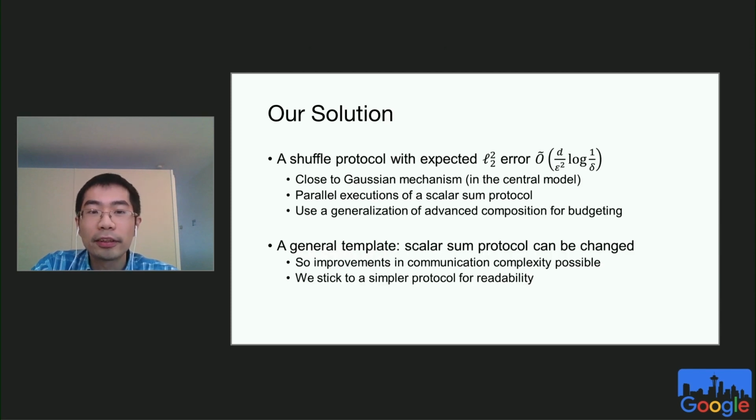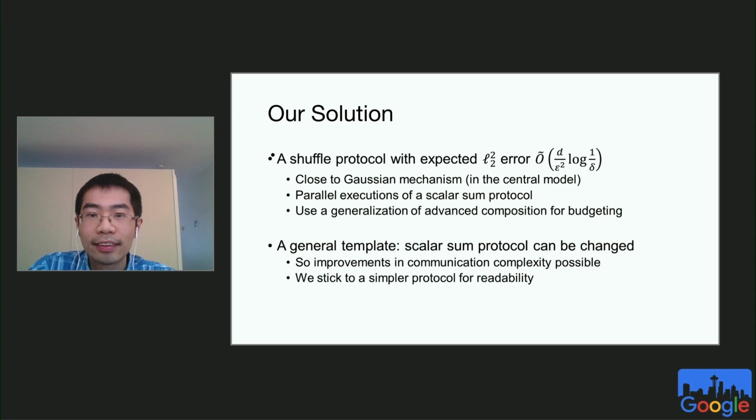Okay, here. So our solution is a shuffle protocol with expected L2 error d over epsilon squared, and this is close to the Gaussian mechanism in the central model. Fundamentally, it's basically parallel executions of a scalar sum protocol. To keep track of the privacy budget, we use a generalization of advanced composition. I should note that this is a general template. The scalar sum protocol can be changed to something else, so improvements to communication complexity are possible. But we stick to a simple protocol for readability of our paper and this talk.